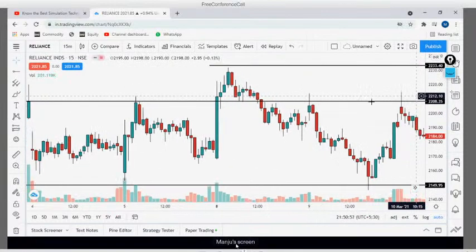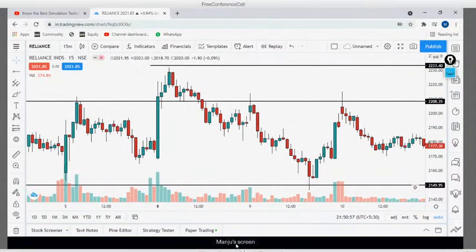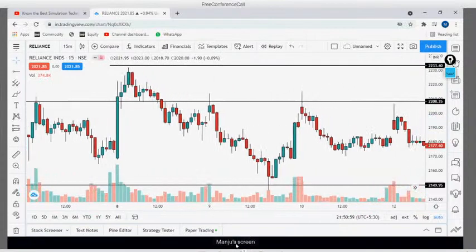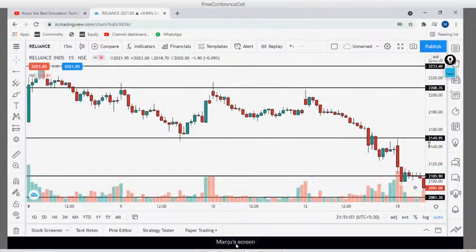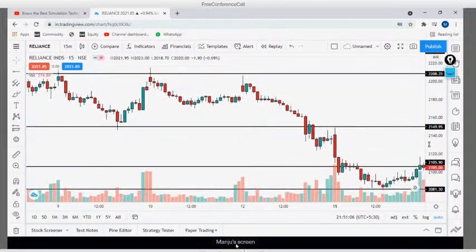See, this is how you can do backtesting of your strategies. Any queries or anything, you can drop them in the comment section. We'll try to cover those things.